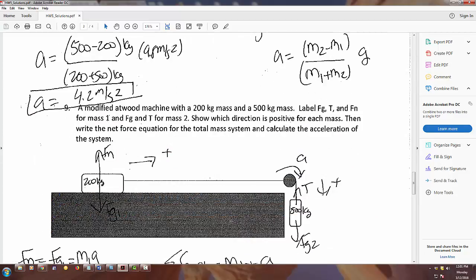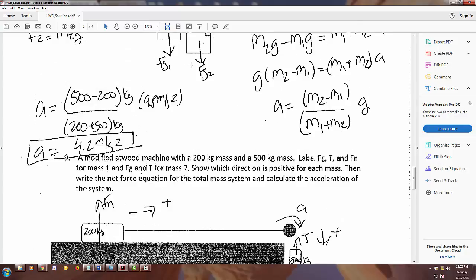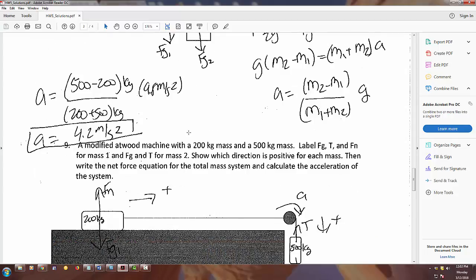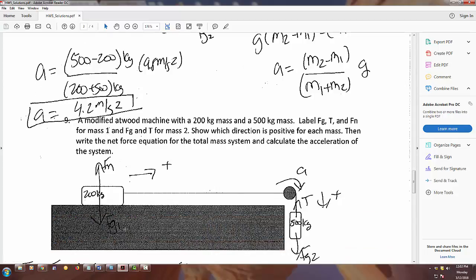Well, what about a modified Atwood machine where we just have a mass on the table and a mass hanging over a pulley? It's going to work in a similar way, but the only two forces acting on the 200 kilogram block now are the normal force and the weight. There is no friction in this system, so there's no force to slow down the system. Unlike in the problem above, Fg1 wasn't being counteracted by anything. Now it is being counteracted by the normal force.